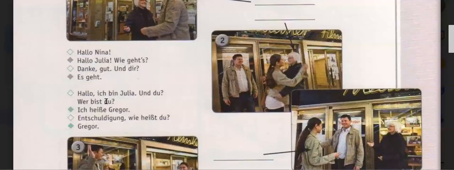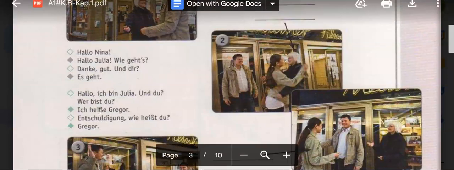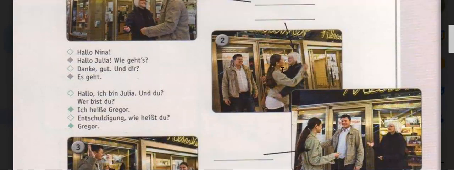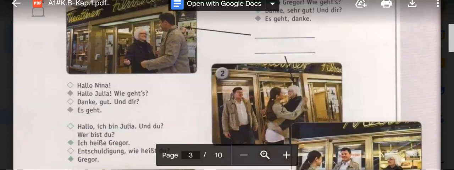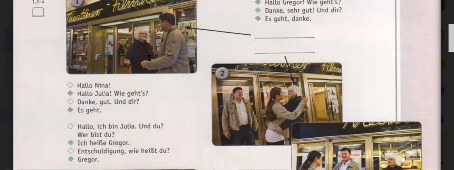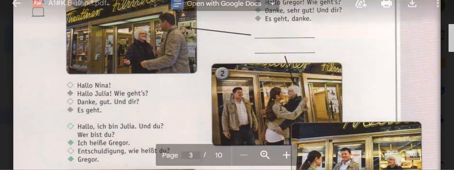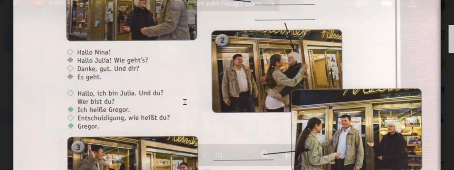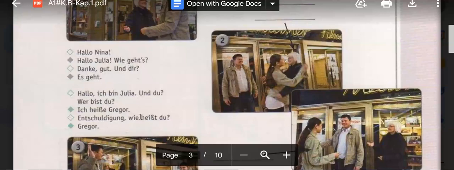You see here, this one, we are going to cover this one. Okay, you see the pictures. Here you can see the picture of Gregor, Julia, and who else? Nina, right? The first person was Nina, Gregor, and this is Julia. The three are having a conversation. Now we are going to cover this part.